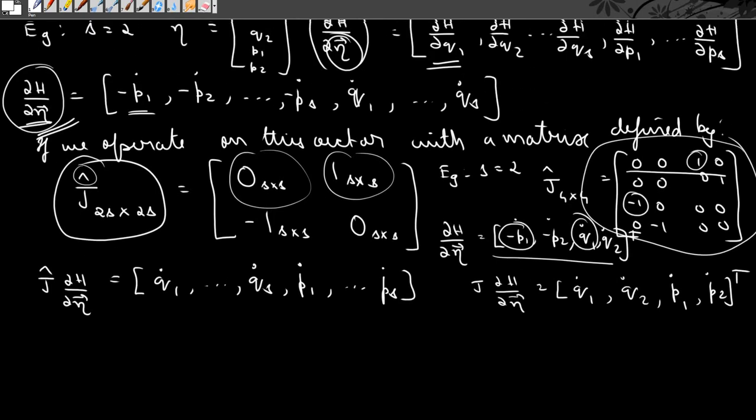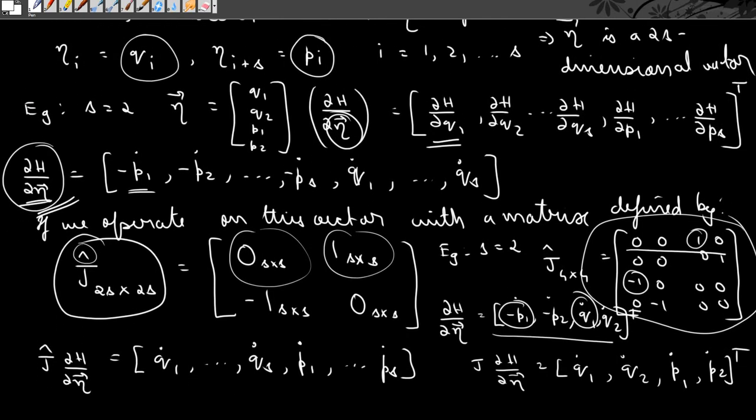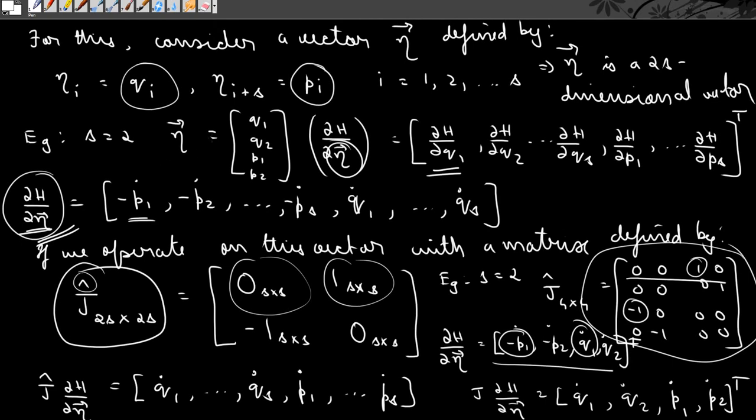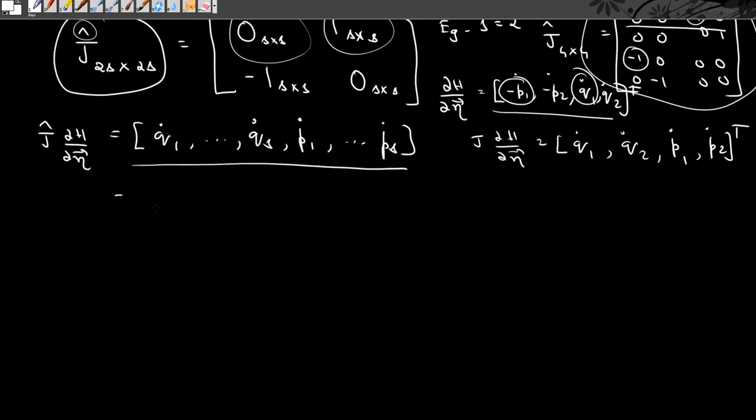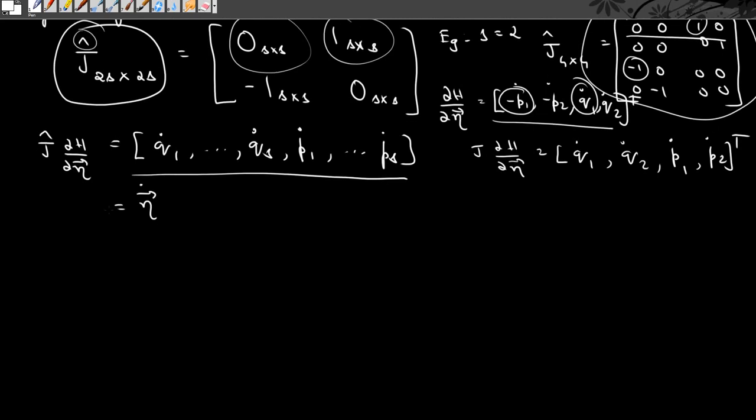But this, if you see, is nothing but the vector eta, the derivative of vector eta. We had defined our vector eta in this form, and here this is clearly equal to eta dot. So what have we done? We have basically got the relation that eta dot is equal to the matrix J times the vector dou H by dou eta, and this is nothing but our Hamilton's equation in the matrix form.